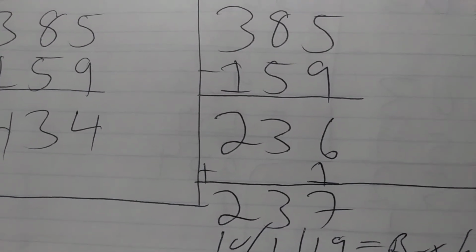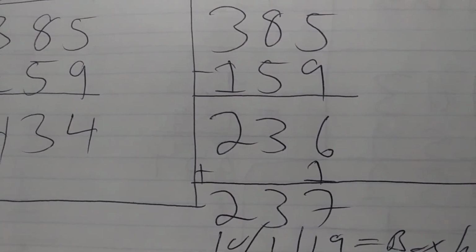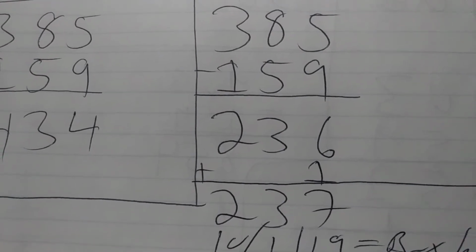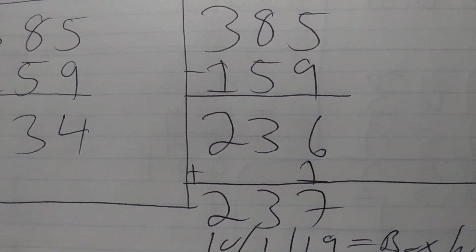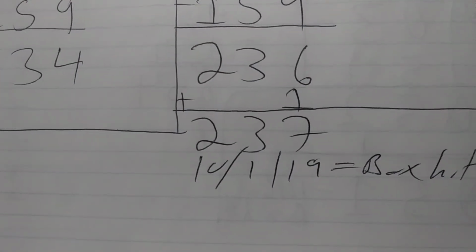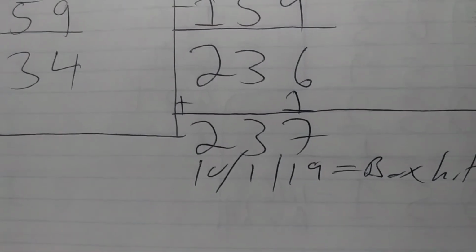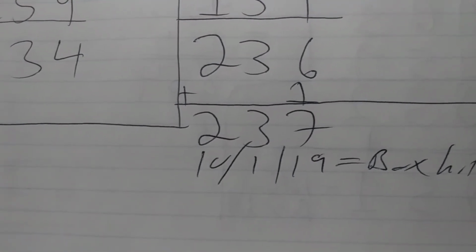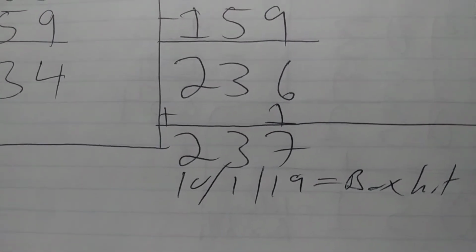And then you're going to minus off 159. So you have 3 minus 1, which is 2. 8 minus 5, which is 3. And 15 minus 9, which is 6. I'm going to add 1 to the 6. 6 plus 1 is 7. Bring down 23, and 237 did hit on October 1st.